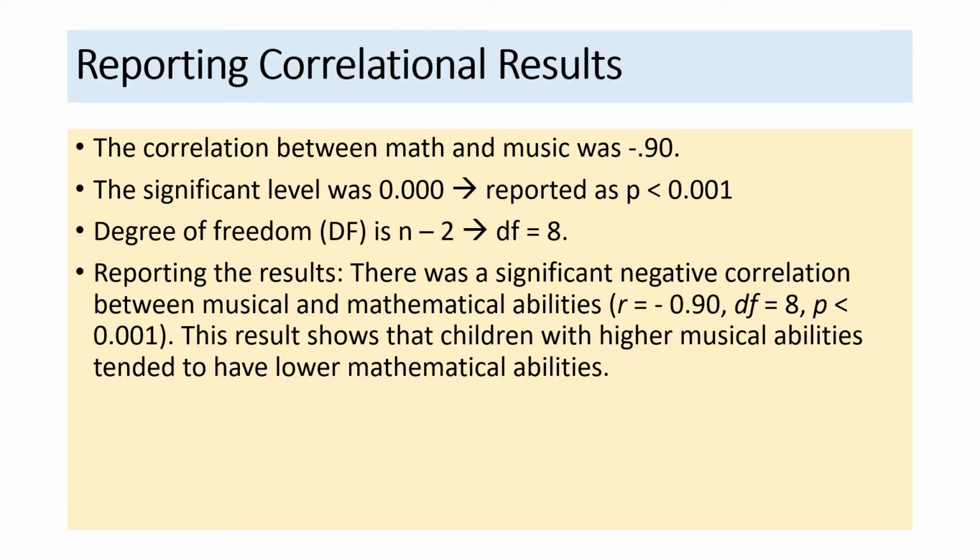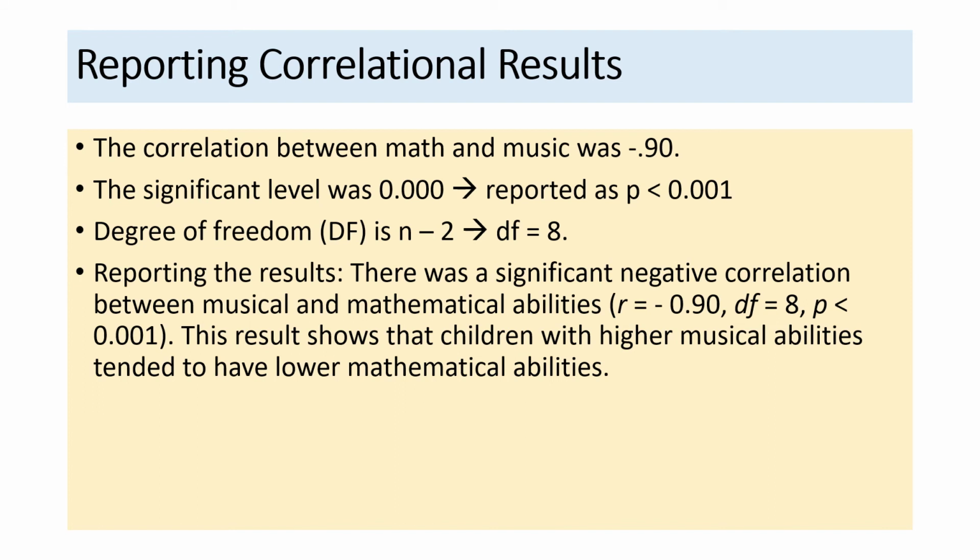So this is how to report correlational results. We can see that the correlation between math and music was negative 0.90. The significance level was 0.000, which will be reported as p less than 0.001. The degree of freedom is n minus 2, which is 8, 10 minus 2. And then this is how you report the results.